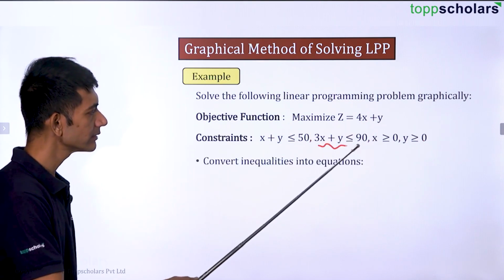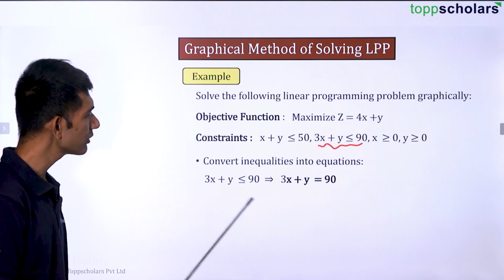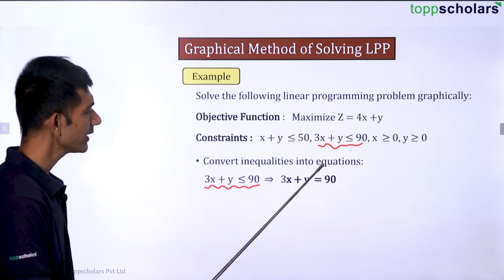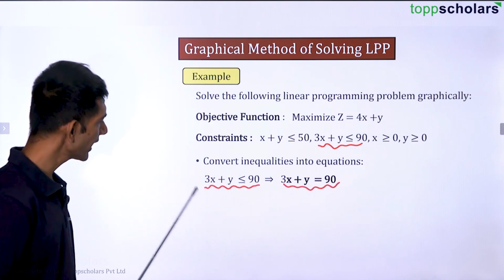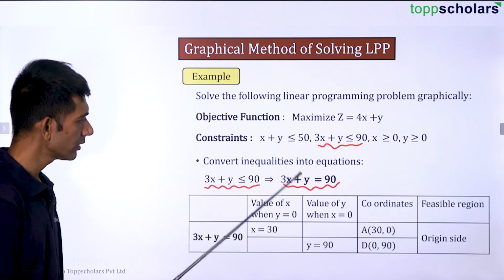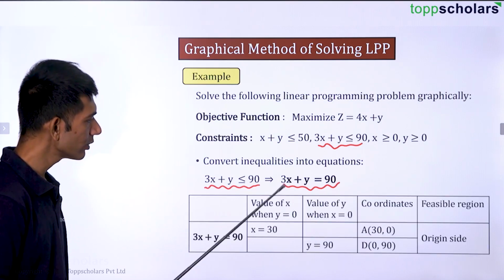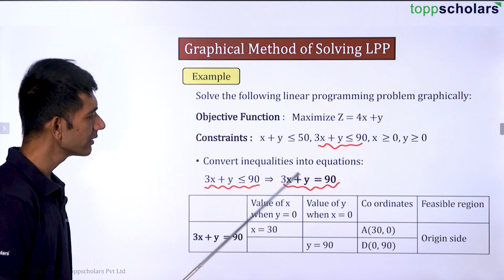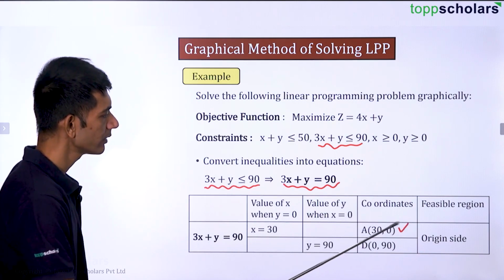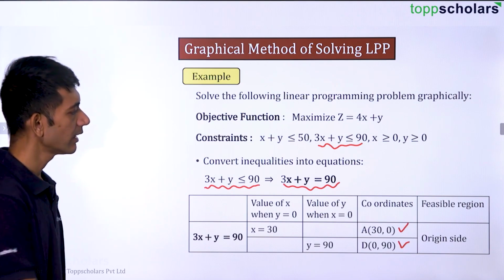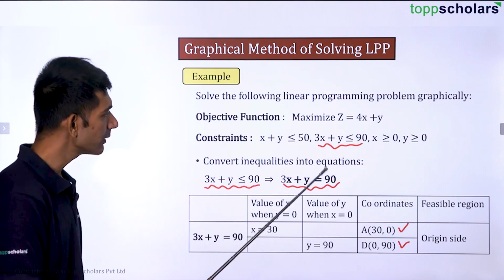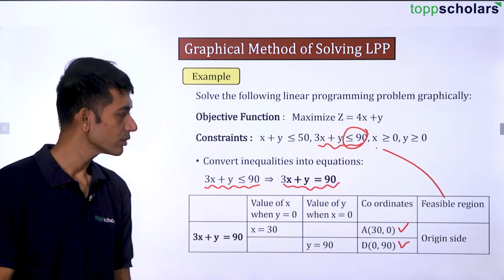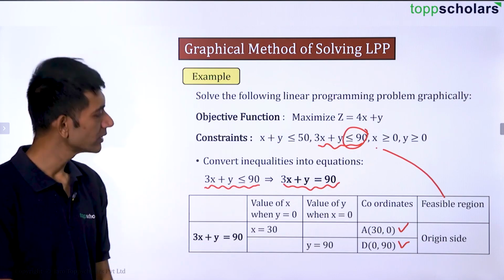Then we'll take the second equation, which is 3x plus y less than equal to 90, right? So can I say this is 3x plus y equal to 90? Again, you draw the table of values. Here, you put y as 0, you get 3x as 90, x as 30. You put x as 0, you get y as 90. So this becomes 30, 0 and 0, 90. And what is the feasible region? The feasible region again lies towards the origin because we have less than equal to 90.